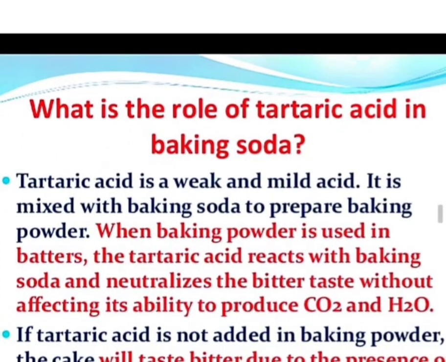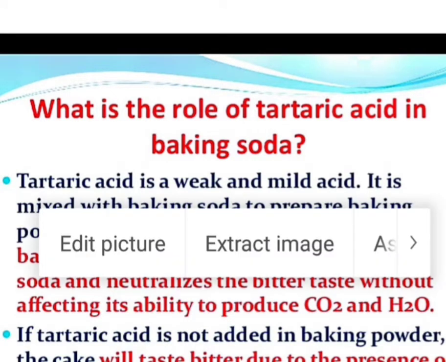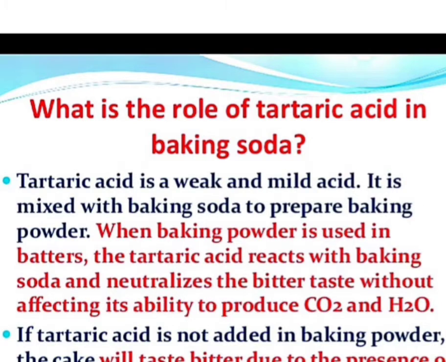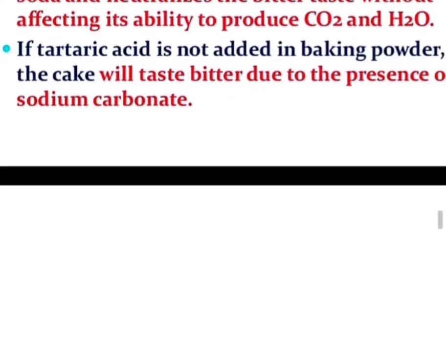Now what is the role of tartaric acid in baking soda? Tartaric acid is a weak and mild acid. It is mixed with baking soda to prepare baking powder. When baking powder is used in batters, the tartaric acid reacts with baking soda and neutralizes the bitter taste without affecting its ability to produce CO2 and H2O. If tartaric acid is not added in baking powder, the cake will taste bitter due to presence of sodium carbonate.